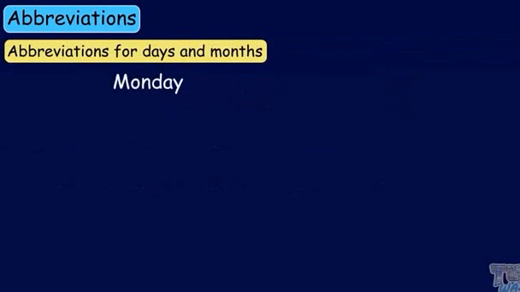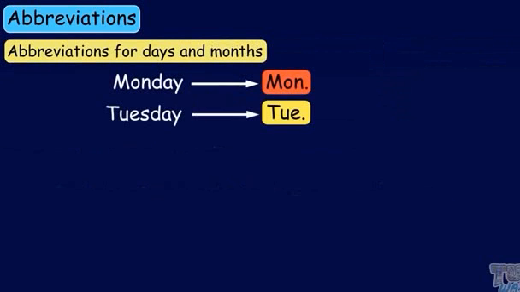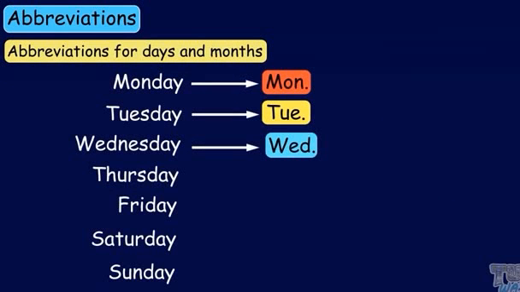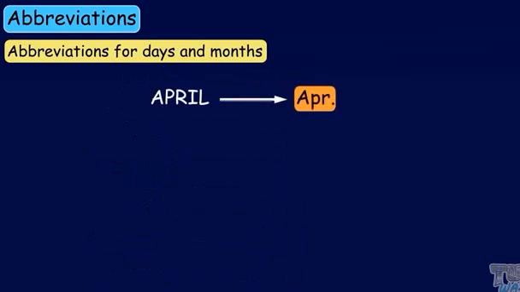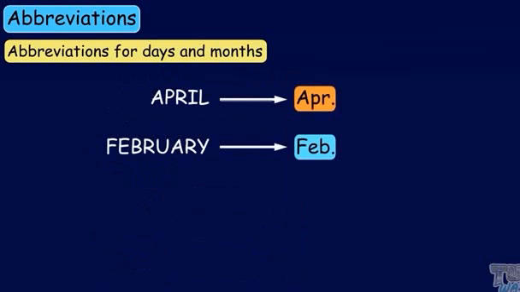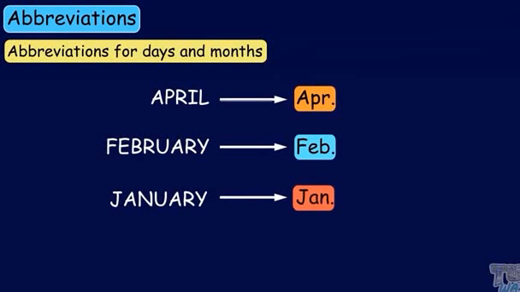Monday as MON. Tuesday as TUE. Wednesday as WED, and so on. Likewise, we abbreviate the names of months also. APR for April, FEB for February, JAN for January, and so on.